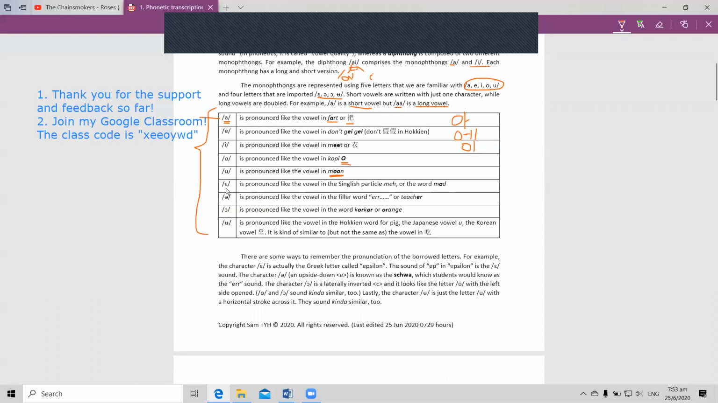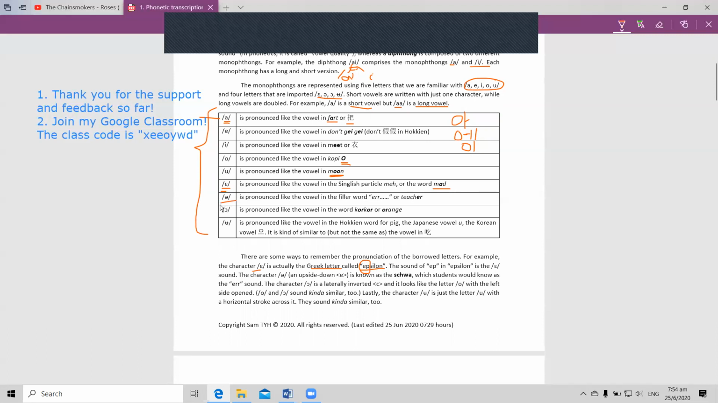Next, we have this character here. So I wrote over here, this character is actually the Greek letter called epsilon. The vowel is e, epsilon. So this is pronounced as e, like the word mad. Are you mad? Or like aircon, the air conditioner, right?